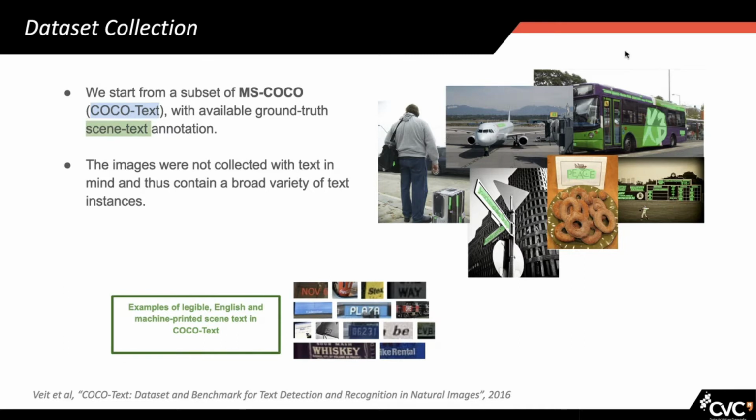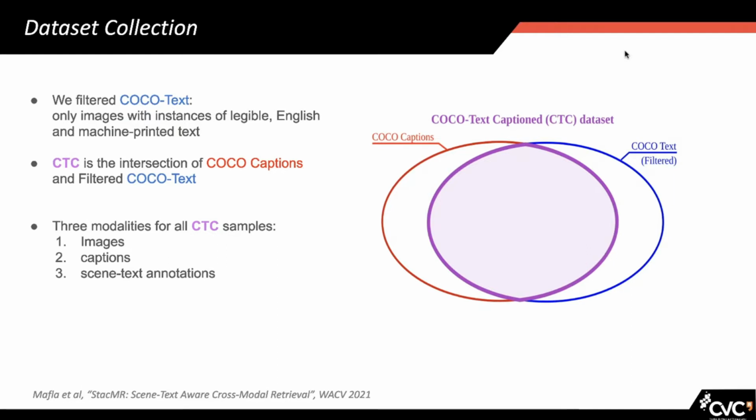As you can see, some samples of the COCO text dataset are on the right. On the bottom, you can see some legible English and machine-printed syntax in COCO text, which is the criterion that we used to filter. Going back to briefly explain the diagram: we have COCO captions on the left, which is a very big dataset, and COCO text on the right, which is a subset of it. We just consider the three modalities that we're interested in modeling, so finally we end up with images, captions, and syntax annotations.